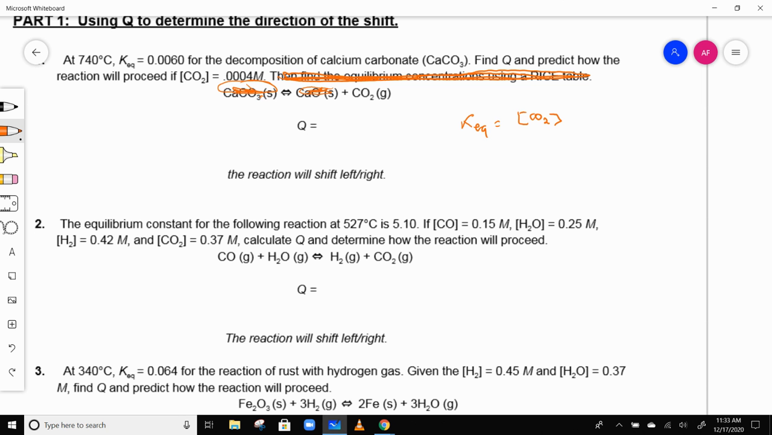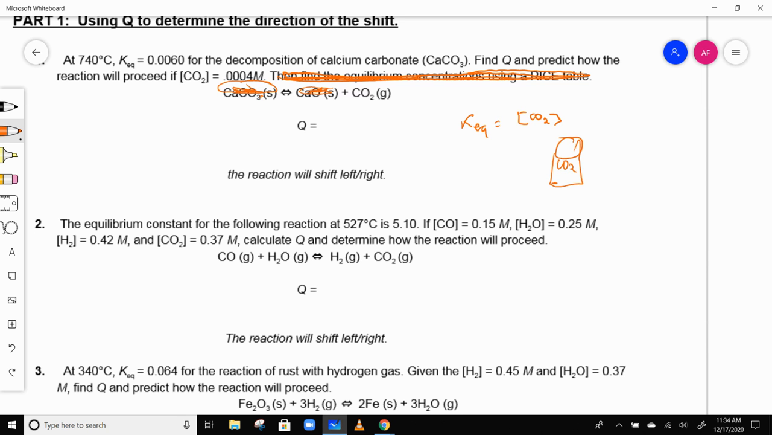All right, and we're going to assume here that we have enough calcium carbonate solid, that there's just excess calcium carbonate sitting there in a container, something like this. There's some calcium carbonate in here, and then there's some CO2 in the container. And we want to know, will this CO2 turn back into calcium carbonate, or will calcium carbonate continue to decompose and form carbon dioxide? That's basically what we're asking here.